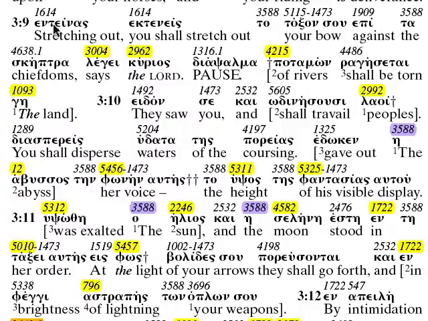And 3:9, ektinos ektinis to toxon su epi ta skiptra legi kyrios diapsoma potamon ragisate gi. Stretching out, you shall stretch out your bow against the chiefdoms. God has his bow, and he can strike out. And this is the image here that Habakkuk is giving us. Legi says Kyrios, then pause. And the land, the geology, the land of rivers shall be torn.